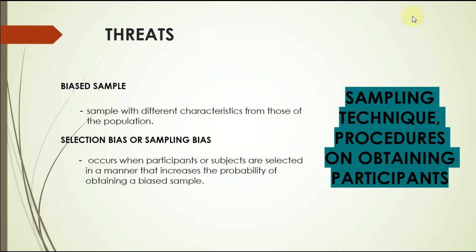Also, selection bias or sampling bias. Okay? It occurs when participants or subjects are selected in a manner that increases the probability of obtaining a biased sample. By the way, for this one, tulad nga ng sasabi natin kanina is the educational attainment.